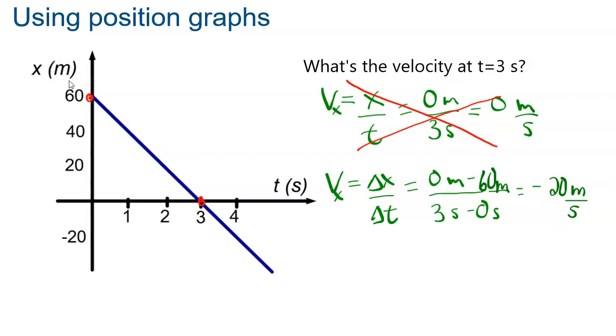So that value corresponds to the slope of that line. So when we're dealing with the x versus t graph, we can look for the slope to obtain the velocity.